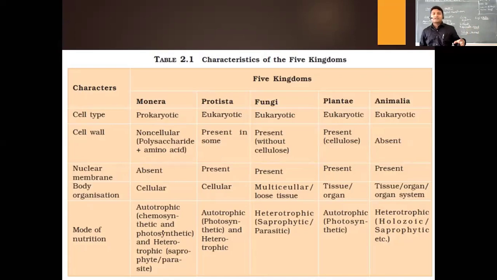Anyways, from there we go to Plantae. In Plantae, we all know cellulose is the major constituent of the cell wall. And finally, in case of animals, in our case for example, we do not have a cell wall. We have the cell membrane.